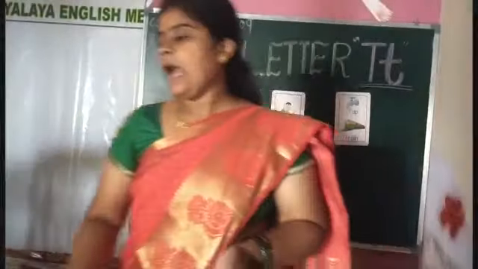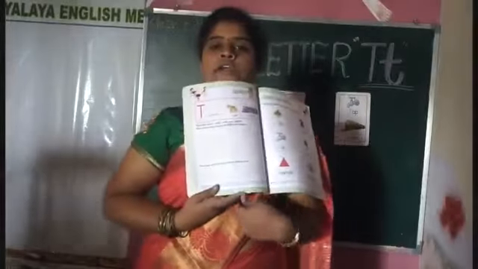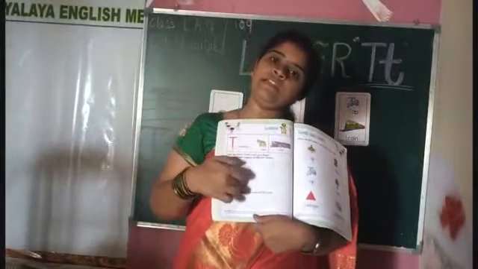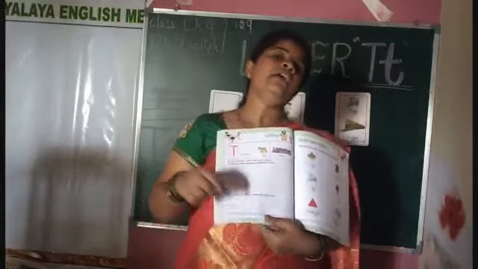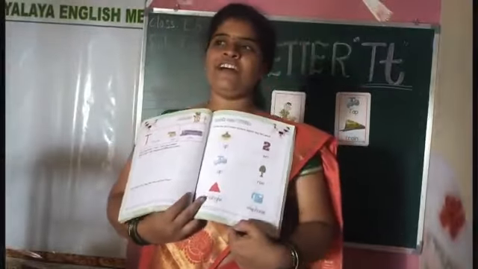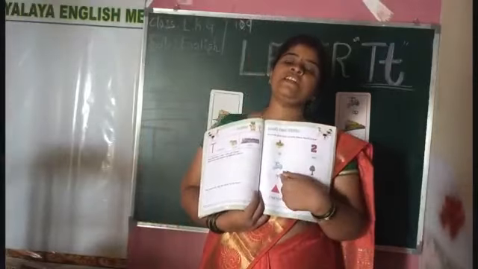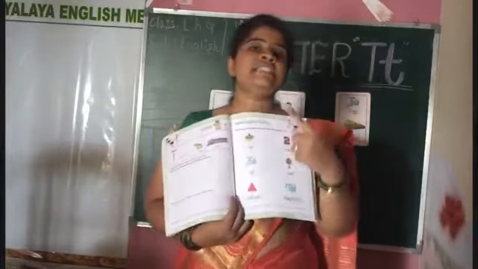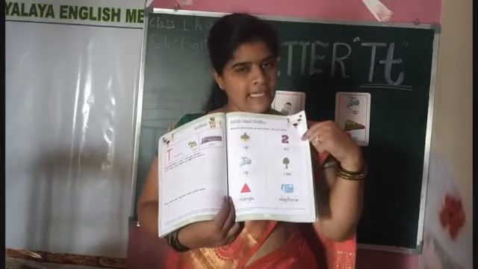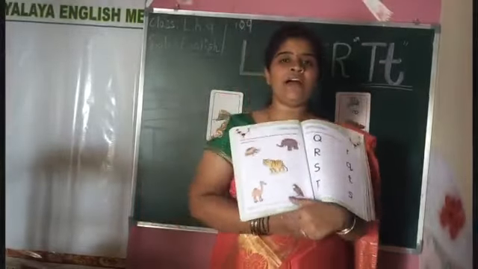Okay, children, all of you open page number 110. Here you have to trace the dots and you will get a capital letter T and small letter T. You have to fill the color. And on the next page, they are given some pictures. These pictures' first letter is T. That's why you have to write the first letter T here. Turn the page. That is page number 112.